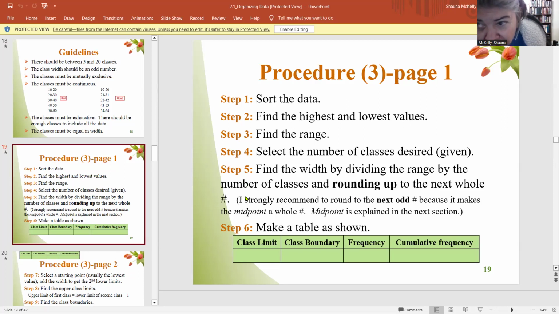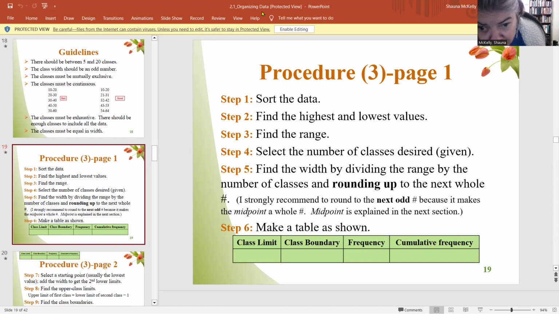Does it make things a lot nicer when we start doing other calculations? Very much so. The reason that she wants you to round up is to make the midpoint a whole number. And by doing so, you make a lot of the other calculations nicer. So the midpoint is going to be a big deal in section 2.2. So I did want to point that out to you.